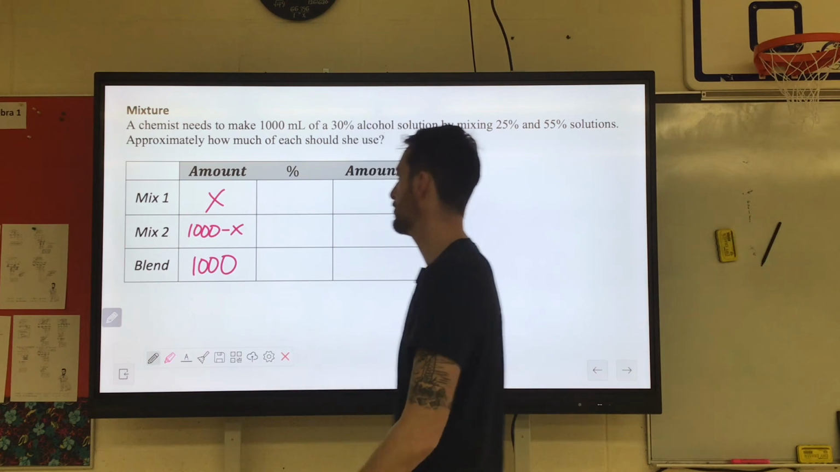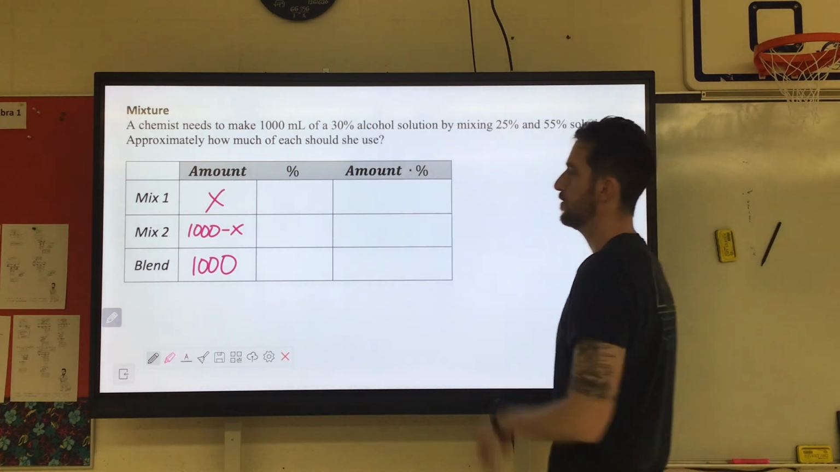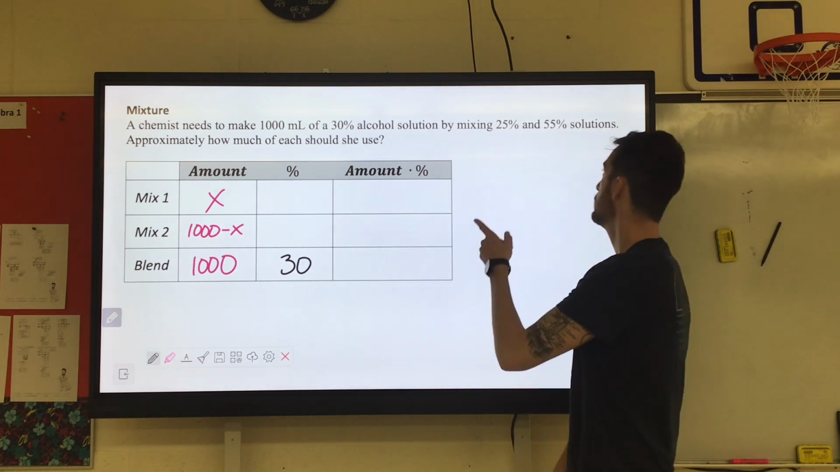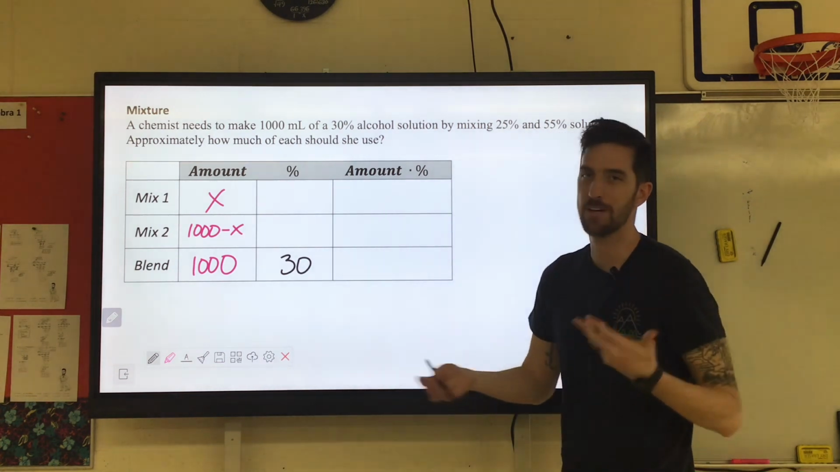All right, let's fill in our percentages here. The 1,000 milliliters is 30%. And then the other two, it says 25 and 55. So it doesn't matter which one you put here.